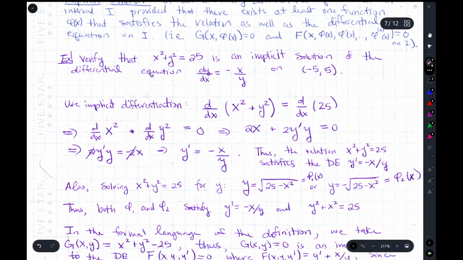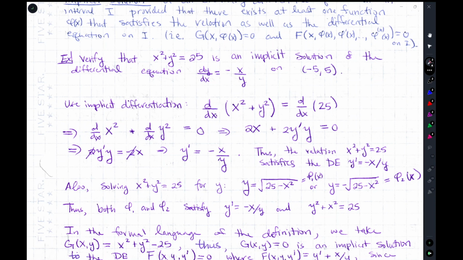And so we take the derivative of the left-hand side implicitly. When we do implicit differentiation, we treat x as the independent variable, y as the dependent variable. So what's the derivative of x squared? Just 2x. What's the derivative of y squared? It's not just 2y, because again, y is a function of x. X is just x, but y is a function of x. Y is a dependent variable.